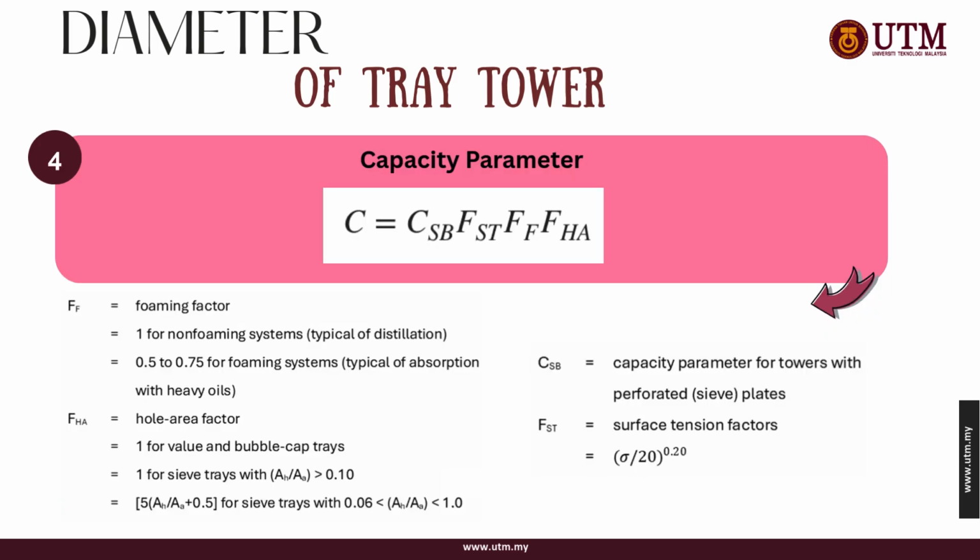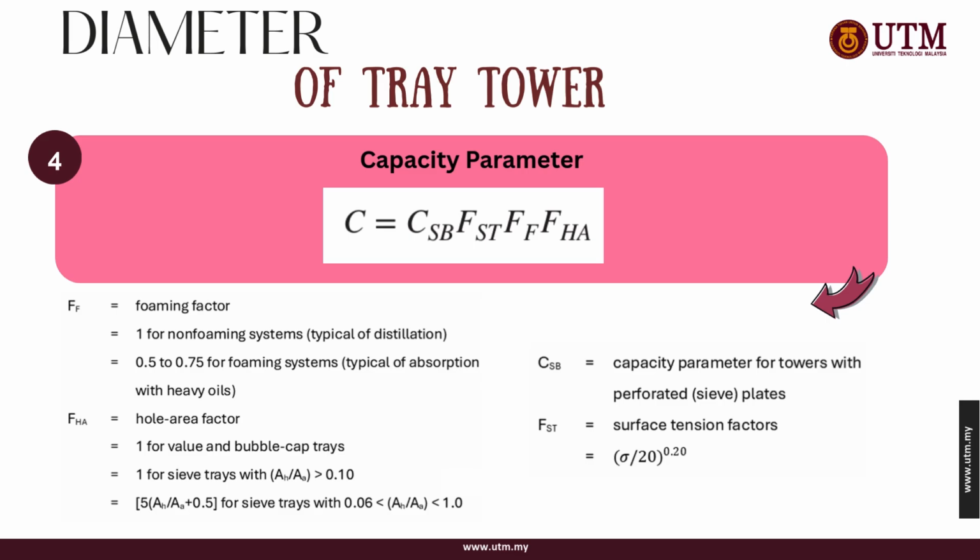In this step, we determine the flooding capacity parameter C, which is crucial in estimating the flooding velocity. The formula for calculating the capacity parameter is shown in step 4, where each term represents a correction factor for different operating and physical conditions.